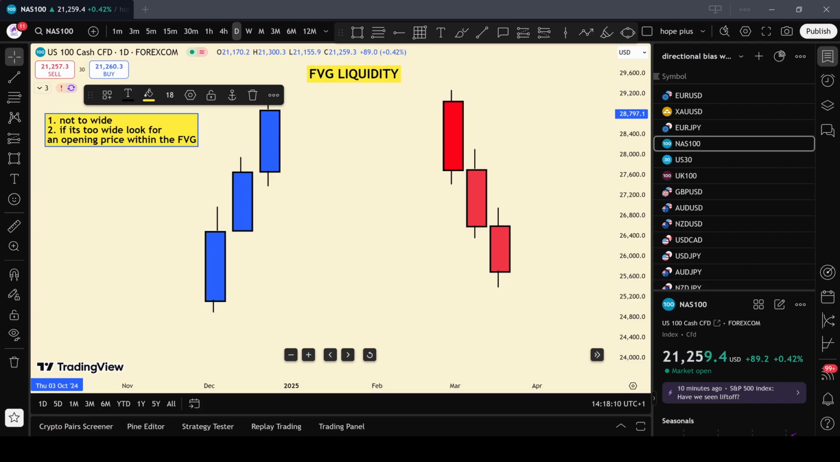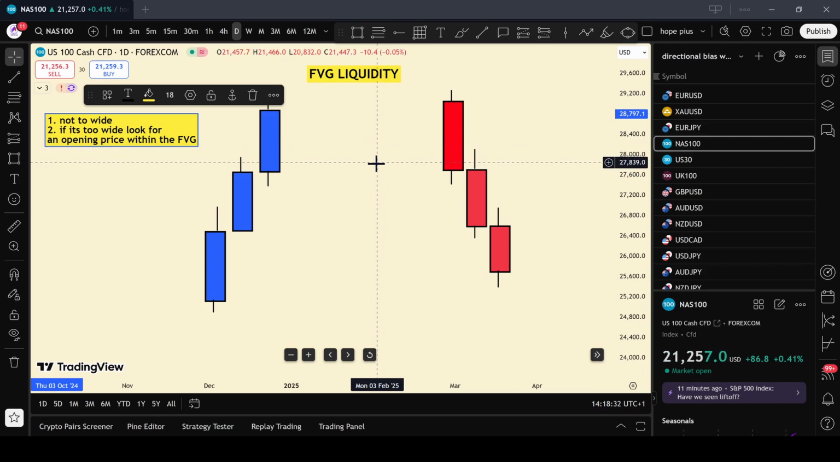In today's video, we'll be looking at fair value gap liquidity, FVG liquidity, and how you can take advantage of this and add it to improve your trading. So first of all, you need to understand what a fair value gap is. If you are coming from the smart money space, you will understand what fair value gap means.